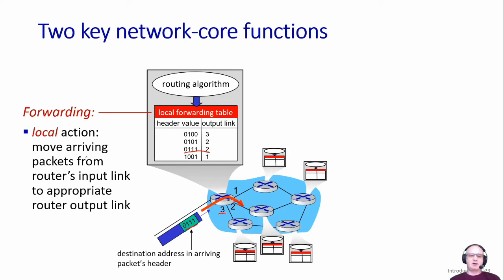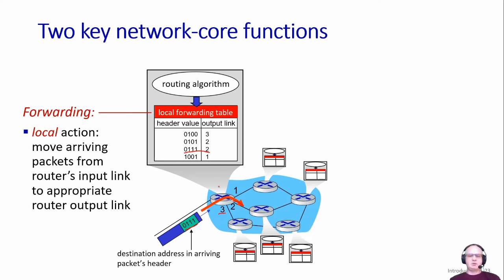Moving arriving packets from the input link to the appropriate output link, that process is called forwarding. It is a local action that each router has to do by itself, without talking to other routers, and it uses information contained in the local forwarding table. Also, this forwarding has to happen, we say, at line speed. So this has to happen at the speed with which these packets are being sent and received, so that there is no delay due to this lookup process.